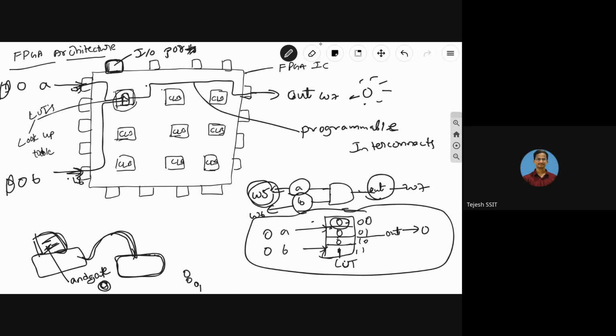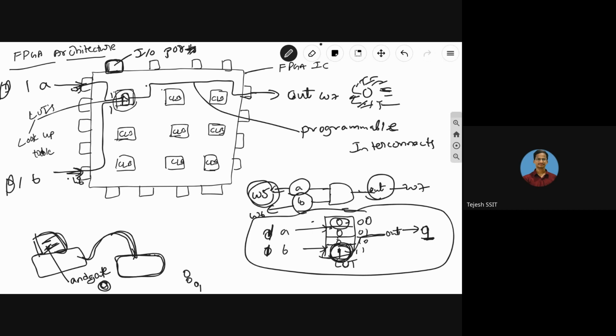Okay, I will take another value. I will take 1 1. The 1 comes here, the 1 comes here. This is the maximum. So the 1 1 will come here, and the 1 will be selected in the LUT. So the LUT's output will be 1, and the LED will be on.